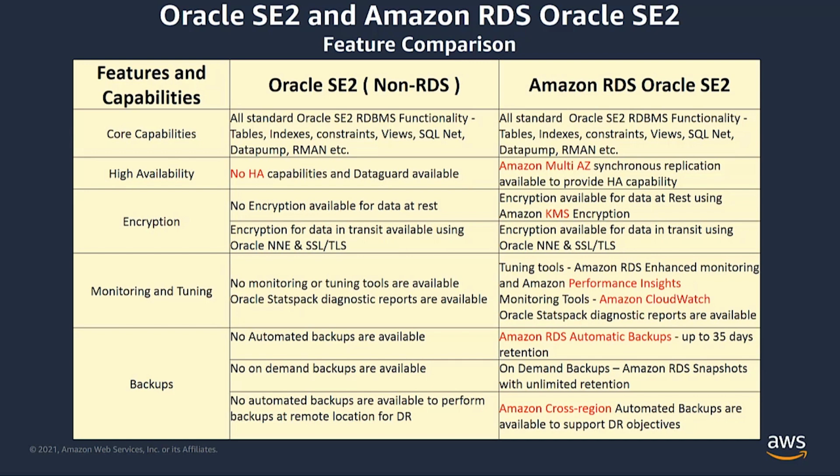There are no automated backups available in Standard Edition 2 when it is running on an EC2 server to create the backup and store it at a remote location for DR purposes. But in Amazon RDS, cross-region automated backups are available to support the DR objectives, meaning your backups can be copied automatically from your primary region to the target region where they can be restored in case of a disaster recovery.